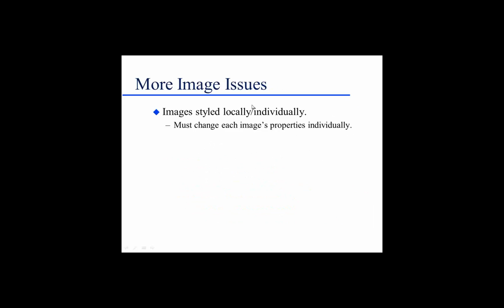And again, one of the problems is that we often insert images and style them one at a time. Right-click on the image, select image properties, do something, and then you do it again for the next image. And the problem with that, of course, is that it's local formatting, which means that there's no way to make a global change to the image properties or to the properties of a group of images. So what you want to do is insert images and style them using styles.